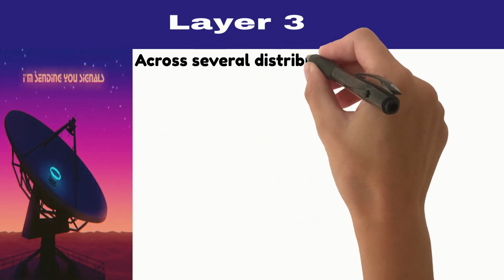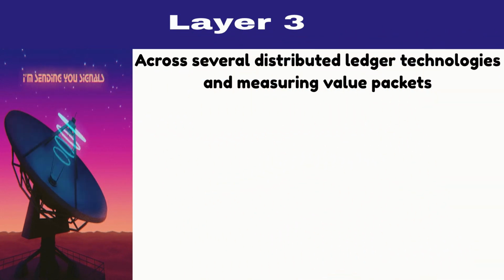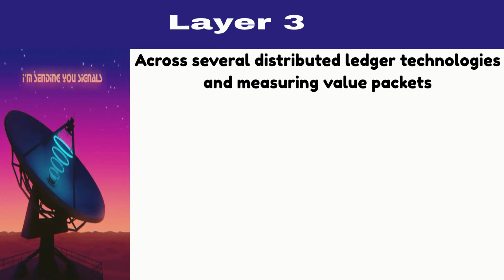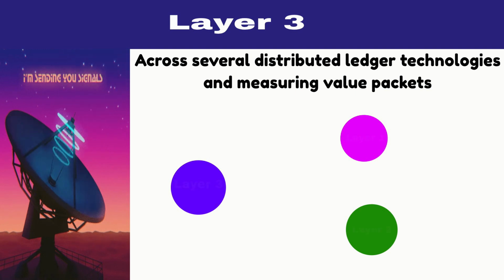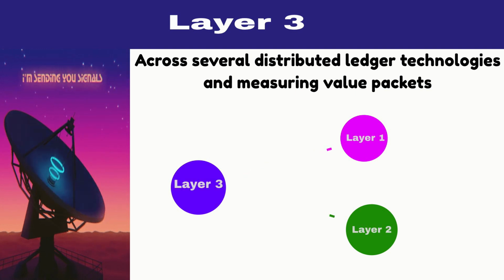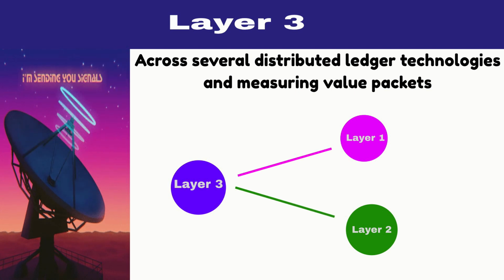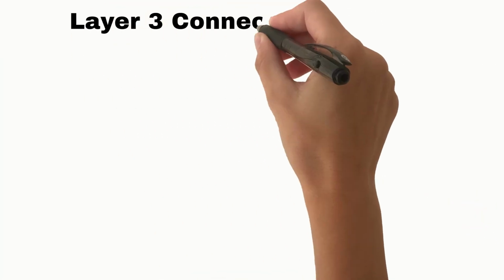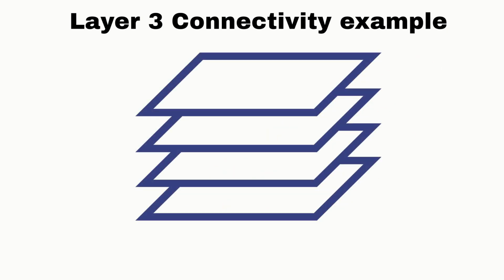The benefits of Layer 3 solutions emphasize routing value signals across numerous DLT systems and measuring value in packets. In light of this, Layer 3 protocols can provide efficient communication between Layer 1 and Layer 2 chains and the related apps and services included there. An example of Layer 3 connectivity is the Cosmos blockchain.